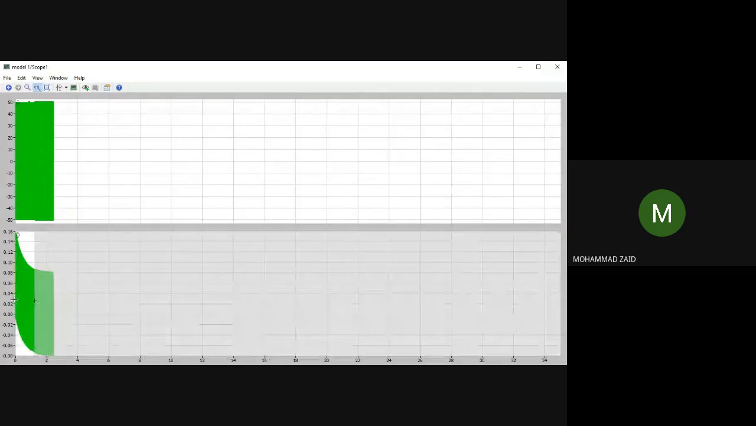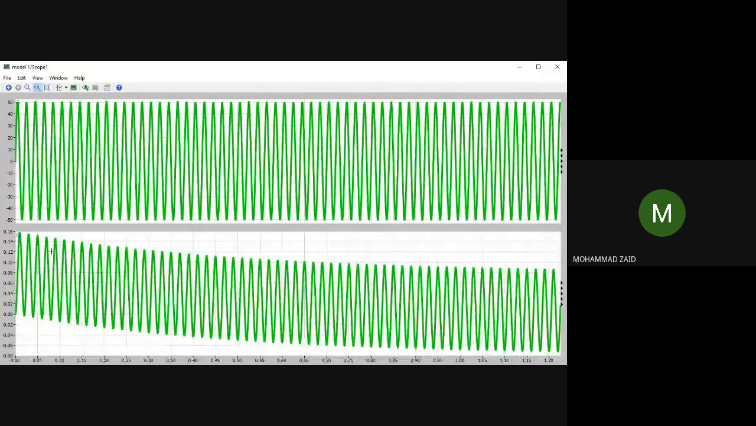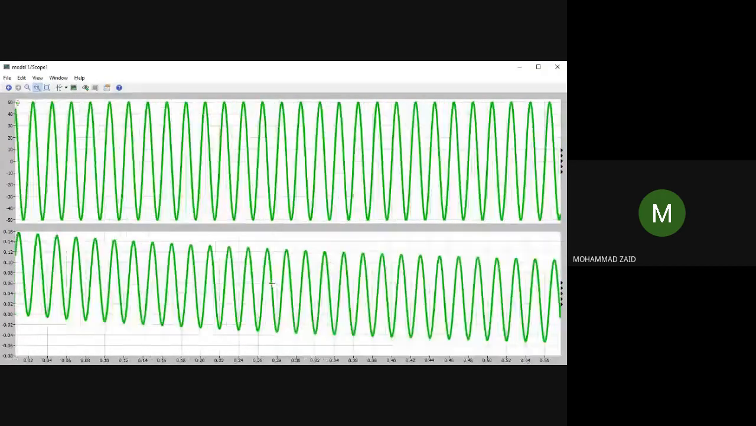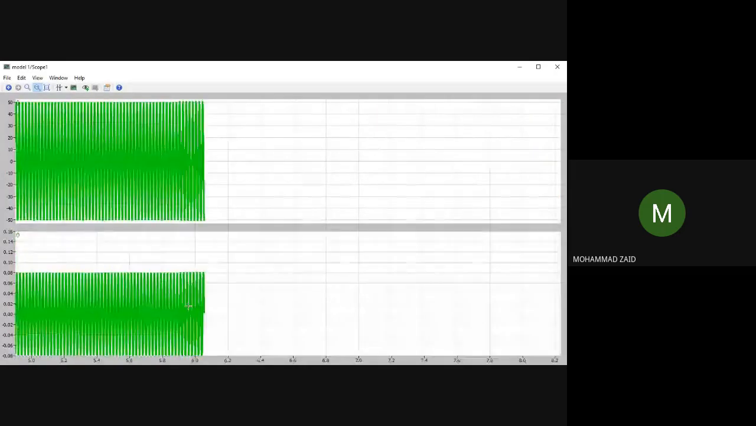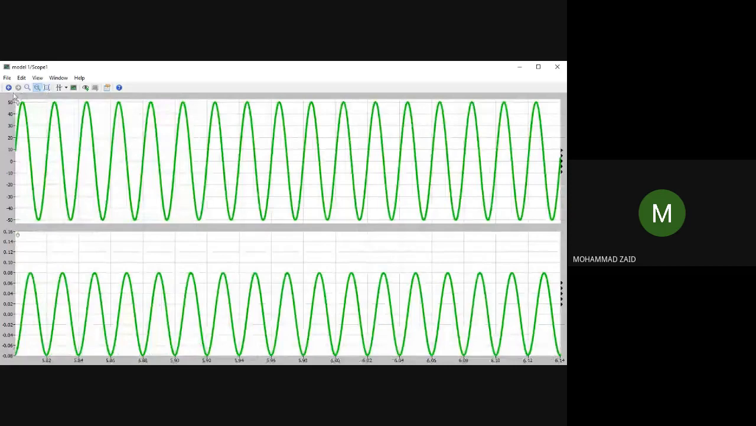Then again, if you increase the value of inductance, you will find that the transient response comes back into the system, and after a certain period of time, it goes on to the steady state part with the current lagging. The important thing to remember is that if the excitation of the circuit is AC, then the steady state response will also be AC. Only there will be a phase difference.